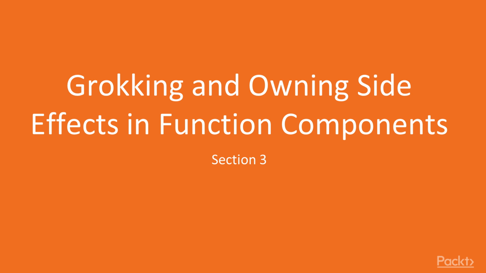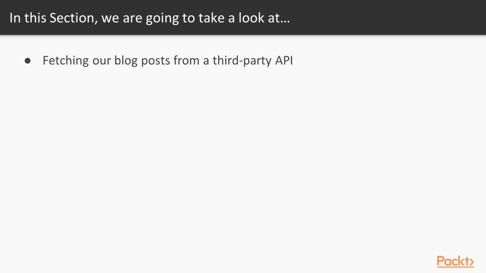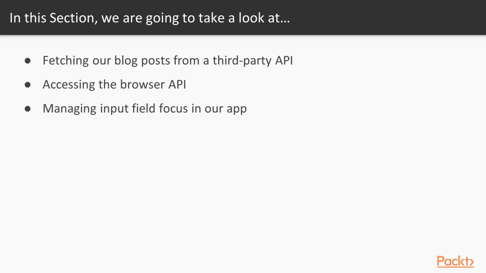Welcome to Section 3, Groking and Owning Side Effects in Function Components. What we'll learn in this section: first, we'll use hooks to fetch our blog posts from a third-party API. Then, in video 3.2, we'll use hooks to access the browser API above and beyond React rendering. In the third video of the section, we'll use hooks to manage input field focus in our app.